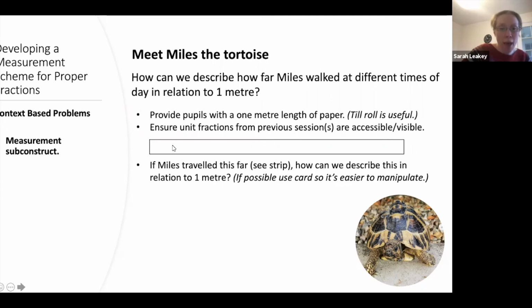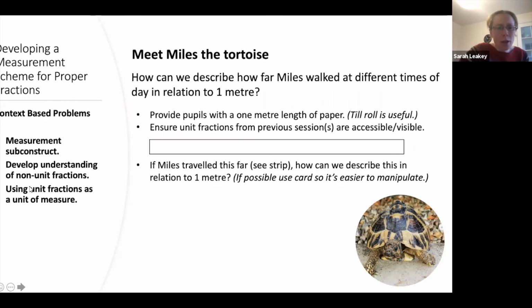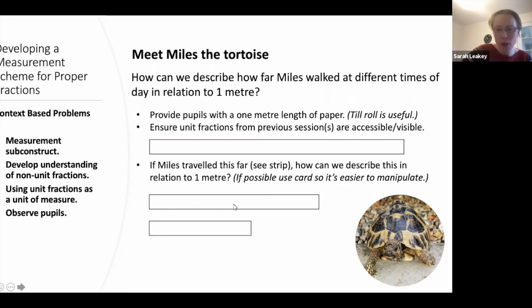But for some pupils, you might extend this now to developing a measurement scheme for proper fractions. So we're going to be using the unit fraction as a unit of measure now, and children will start to do this quite naturally if they've had those other experiences. So we're trying to find out how far Miles has travelled in relation to 1 metre if this is the distance he's gone, or perhaps this is the distance he's gone.